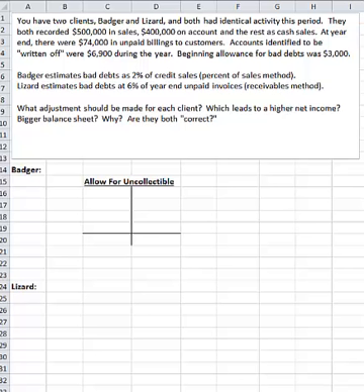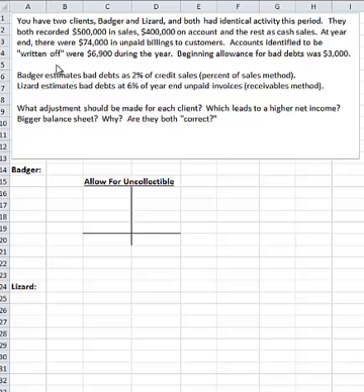So we're going to work on the allowance for uncollectible accounts and how to reserve for bad debts. Let's assume you have two clients, Badger and Lizard, and they have the same activity for the period. They both had $500,000 in sales, $400,000 of which were on account credit sales, and the rest were cash. At year end, they both had $74,000 of the sales that were not yet collected. That would be AR, right?